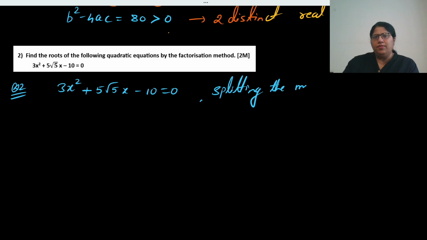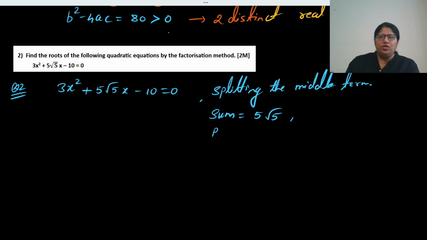Splitting the middle term. Now what happened here? If I see the middle term, the sum has to be, when I'm solving this, it should be positive 5 root 2, and what should be the product here? If I'm taking the product, it should be minus 30, right?